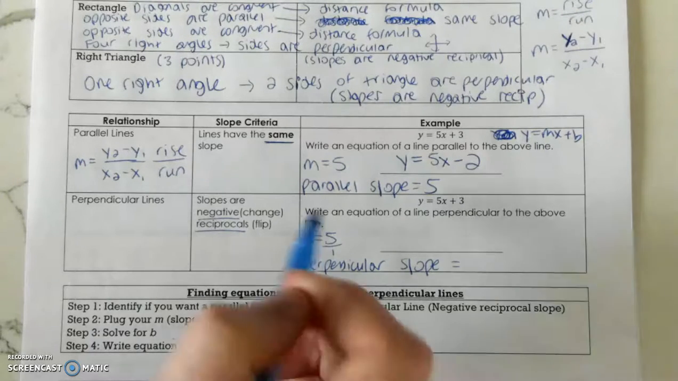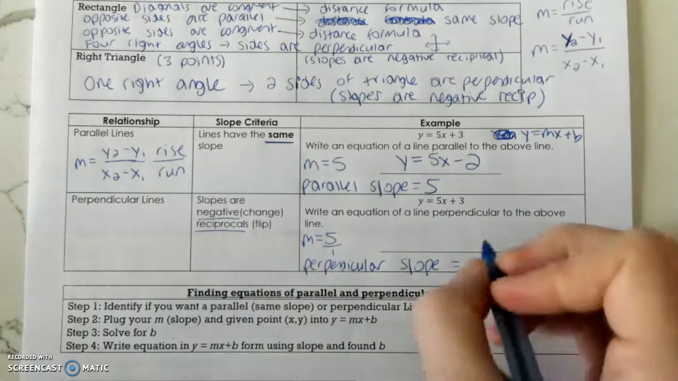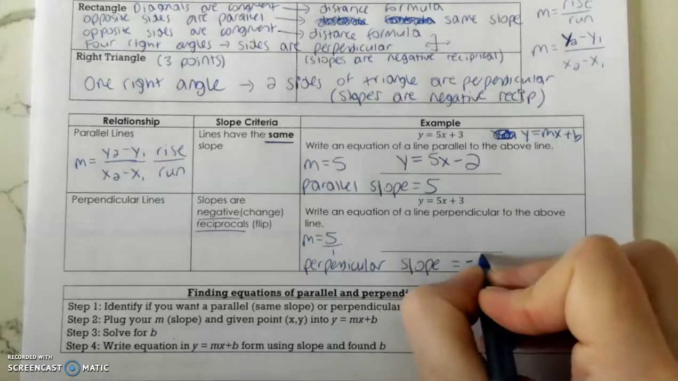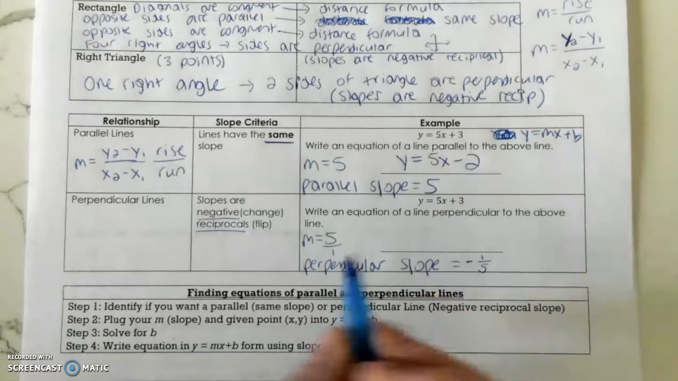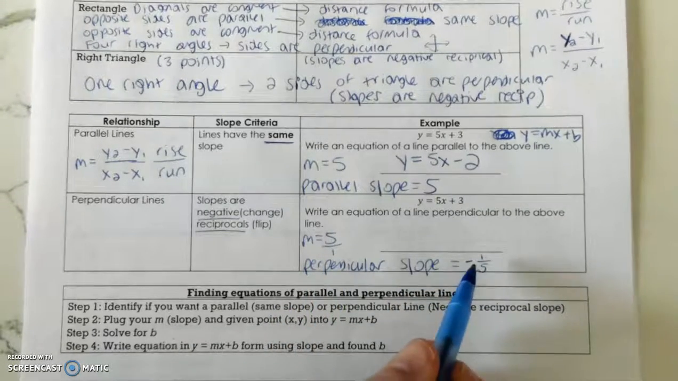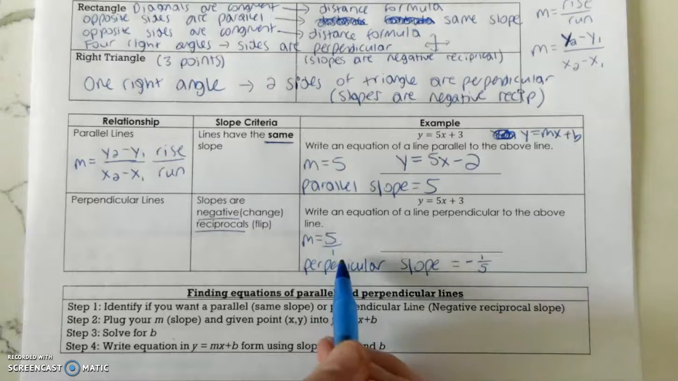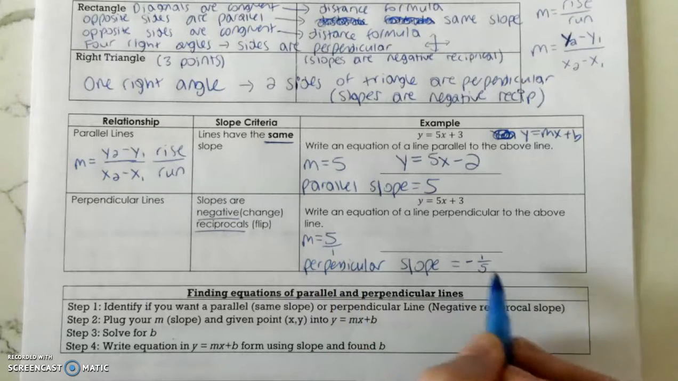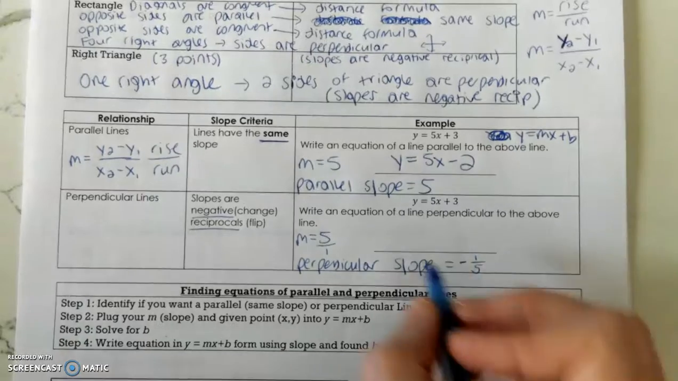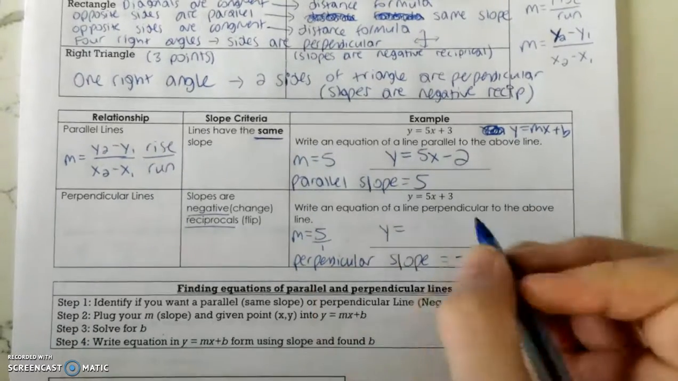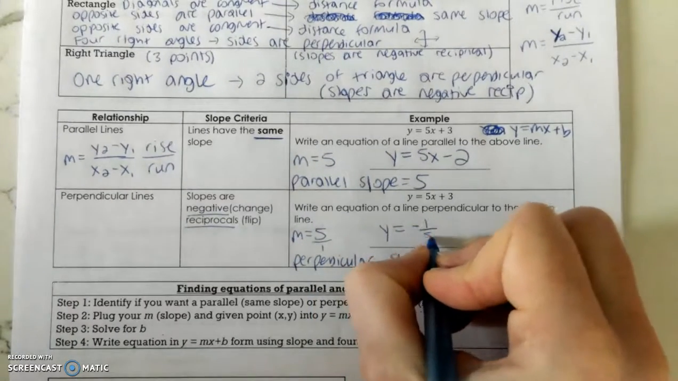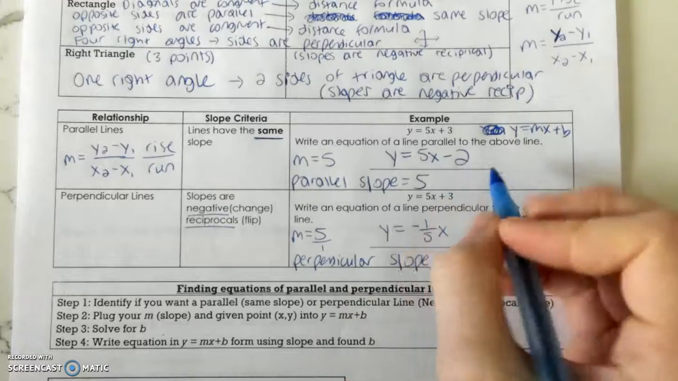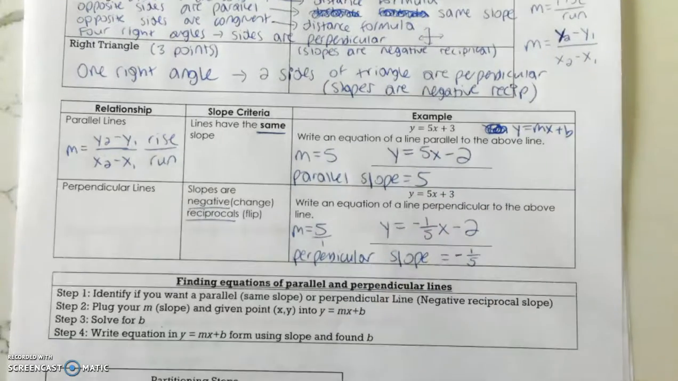All right, so if I'm going to flip this fraction and change the sign, my perpendicular slope is going to be a negative 1 over 5. This was positive, now it's negative. This was 5 over 1, now it's 1 over 5. So let's plug in the perpendicular slope to this equation. y equals negative 1 over 5x, and we can use the same y-intercept as above here, minus 2.